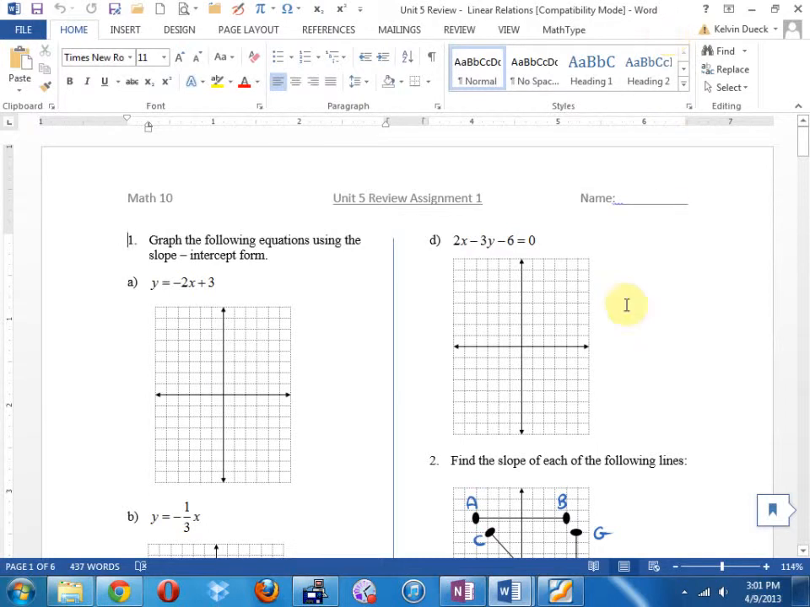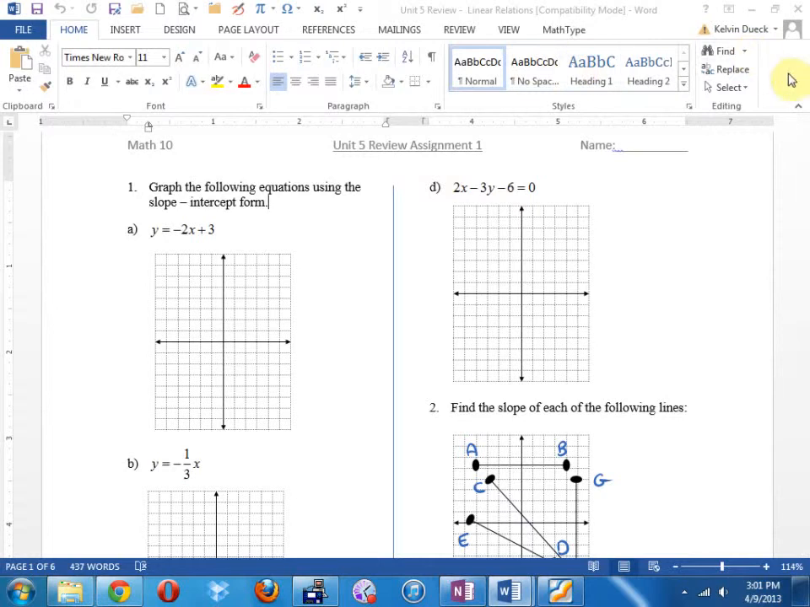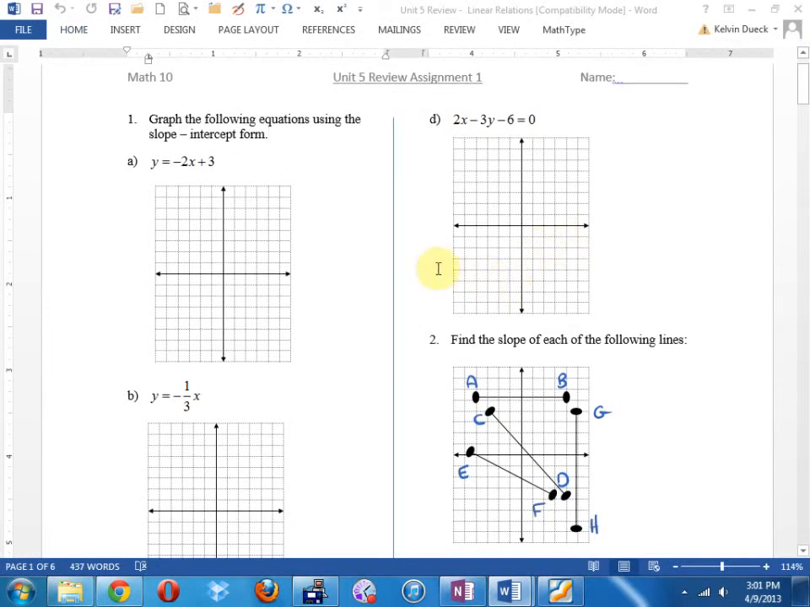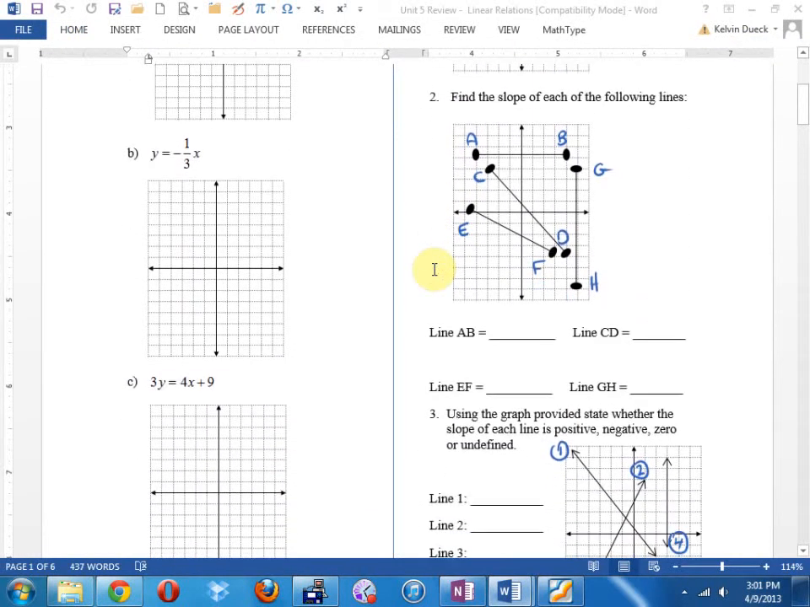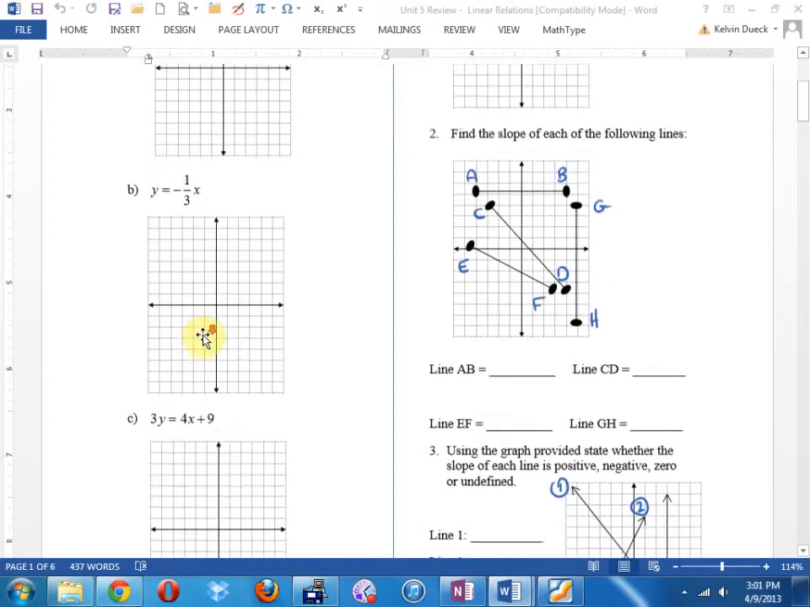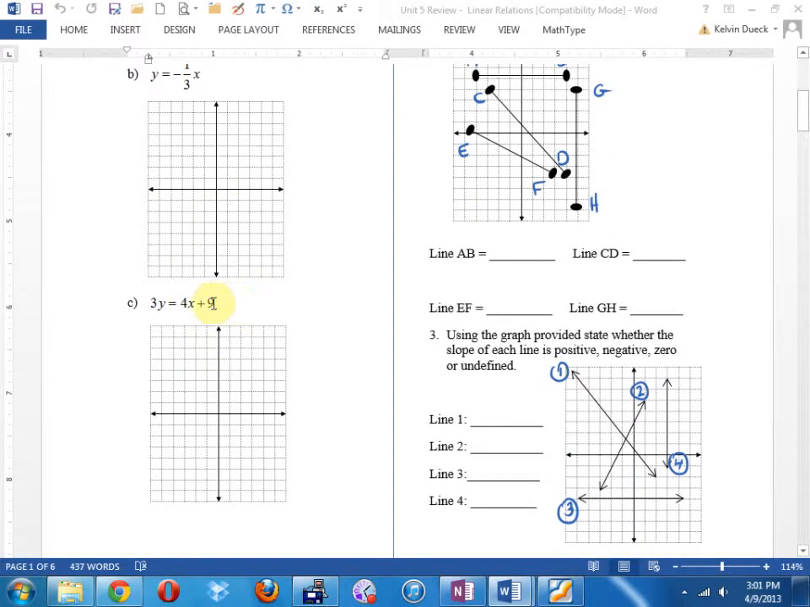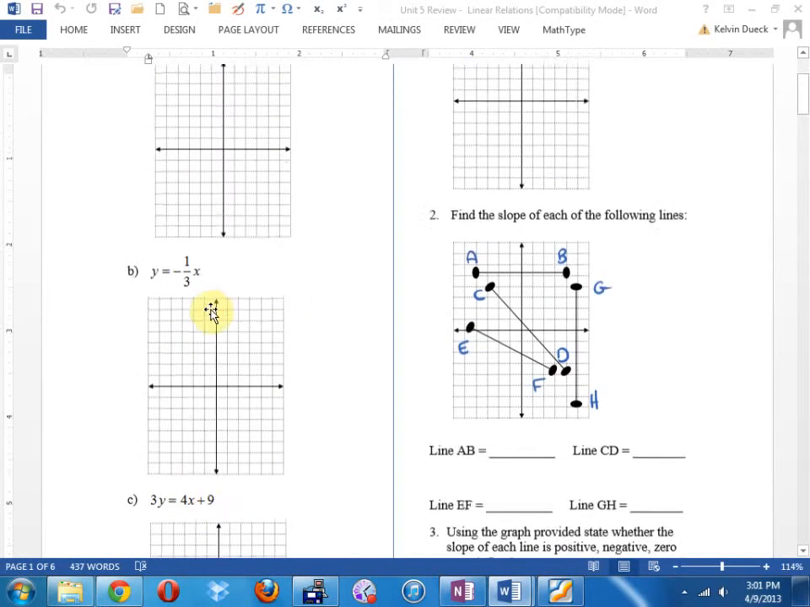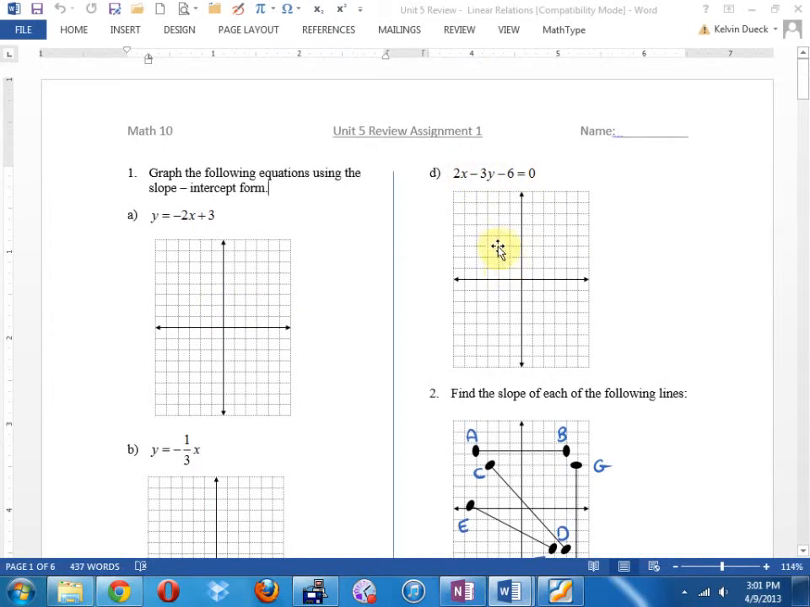If you want to look at review assignment number 1, certainly you can expect on your test, I'm going to give you some questions to graph. In fact, I'm going to give you 8 questions to graph. Some will be nice and in slope-intercept form, like 1A, 1B. Some will not be in slope-intercept form, like 1C or 1D.